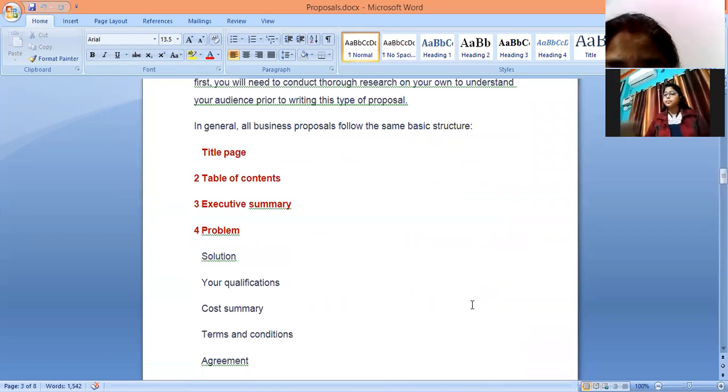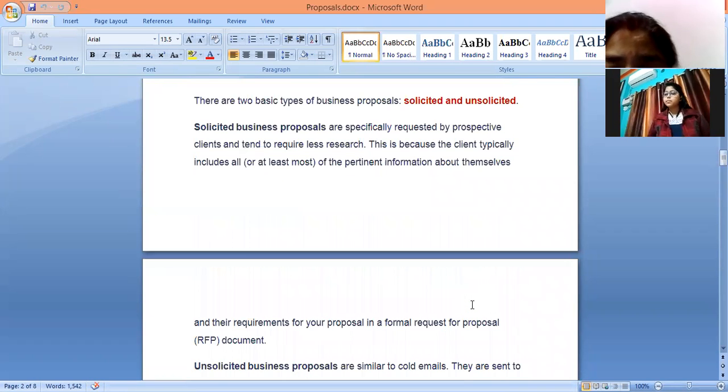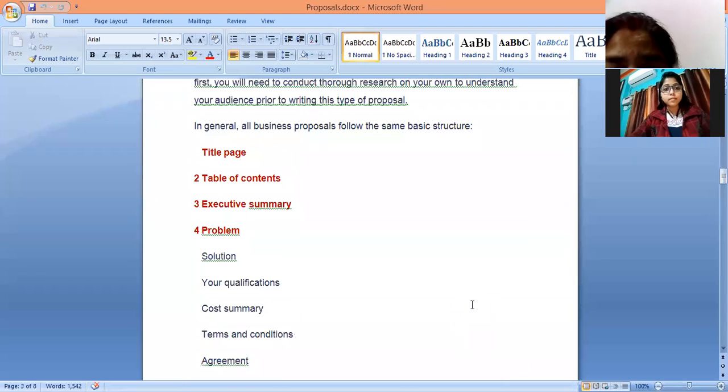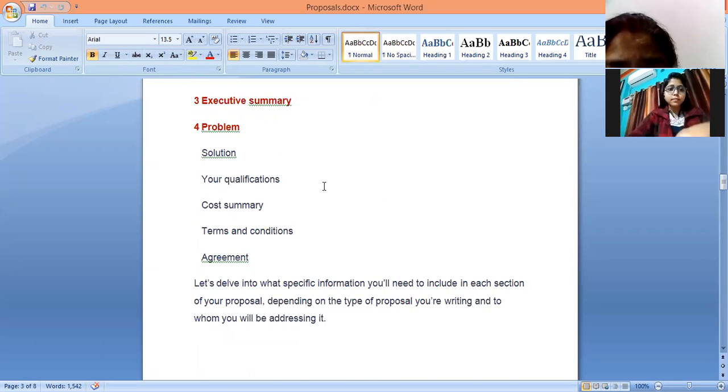We just pointed out there are four types of business proposals: solicited, unsolicited, external and internal. We discussed the title page. We do not say the cover page, we always say the title page. And then we discussed the table of contents, executive summary, and the problems. Let us talk about solutions.